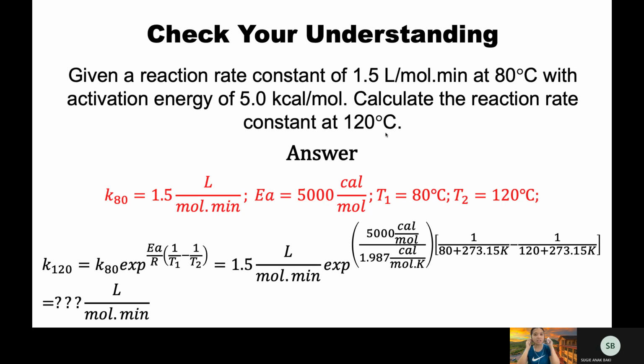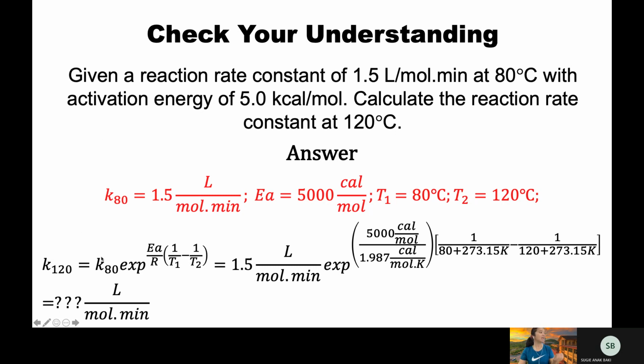Okay, so in this kind of question, we can use the second version. Perhaps you ask, why can't we use the first version? For the first version we need to know the pre-exponential factor. You realize in this question, we don't know the pre-exponential factor. If we know the pre-exponential factor, yes, we can use the original equation. But we don't have the pre-exponential factor, so we use the second version of the equation.